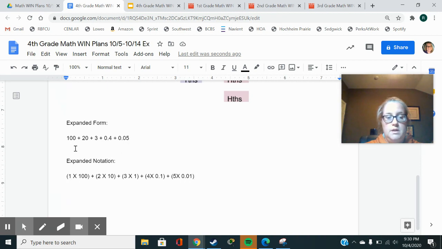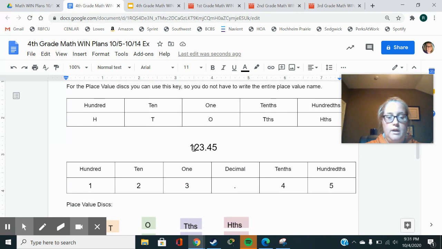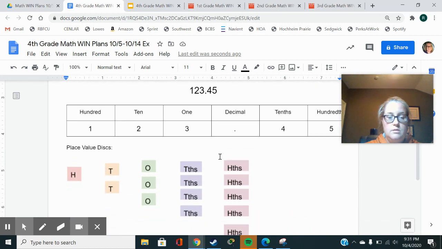1 times 100 is 100. 2 times 10 is 20. 3 times 1 is 3. 4 times 1/10 is 4/10. 5 times 100th is 5/100ths. If I add 100 plus 20 plus 3 plus 4/10 plus 5/100ths, I will get all the way back up to 123 and 45/100ths. So this is what you are going to do on your page.